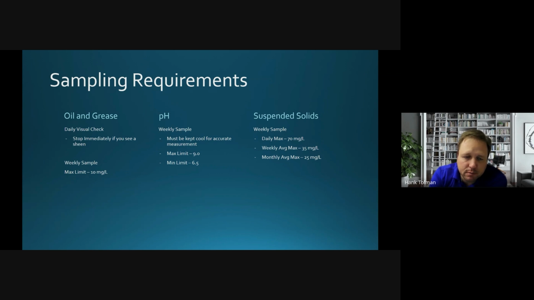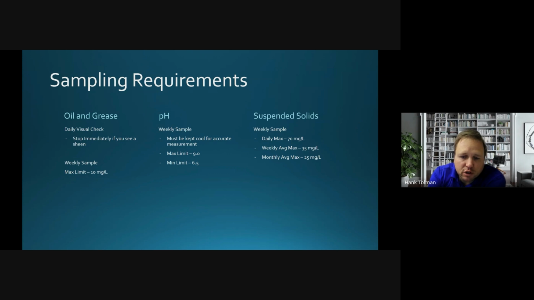We would have to charge them a lot of money to send somebody out to their site every single day to do a daily visual check. Now, the only thing that has to be done daily is an oil and grease check. They just have to look at the water that's being discharged, preferably after it's come out of the pipe and it's flowing on the ground. They look at that and they look for signs of oil and grease.